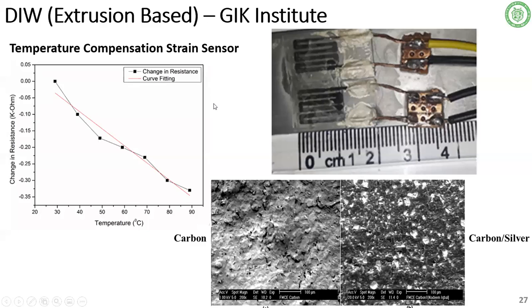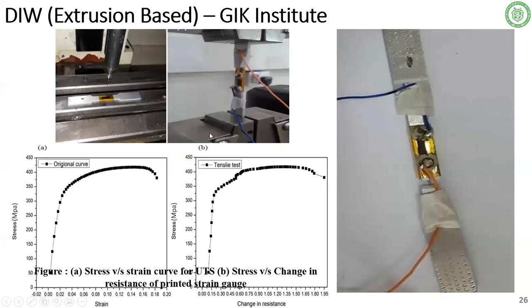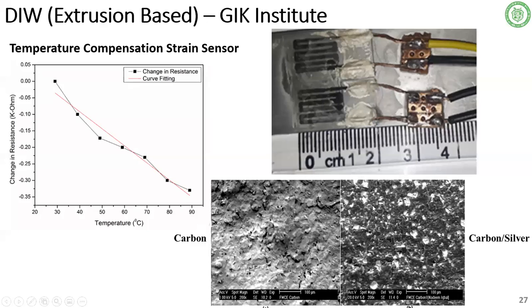We previously used carbon-based material. When there's a change in temperature, there's a change in resistance as well. So in order to have temperature compensation, we mix two materials, carbon and silver. One has a negative thermal expansion coefficient and the other a positive. We make a hybrid material, print it, and test it. With change in temperature, the behavior is almost linear, and the difference is not that much.